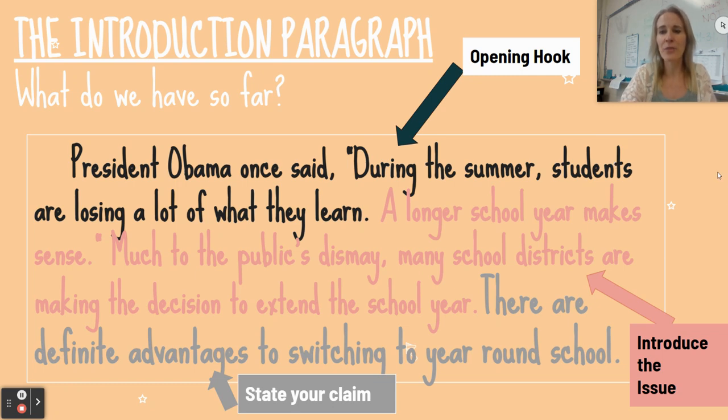Here are my 3 sentences in my introduction paragraph. First, we started with the opening hook. President Obama once said during the summer, students are losing a lot of what they learn. A longer school year makes sense. Then I introduced the issue. Much to the public's dismay, many school districts are making a decision to extend the school year. Then I went on to state my claim. There are definite advantages to switching to year-round school.